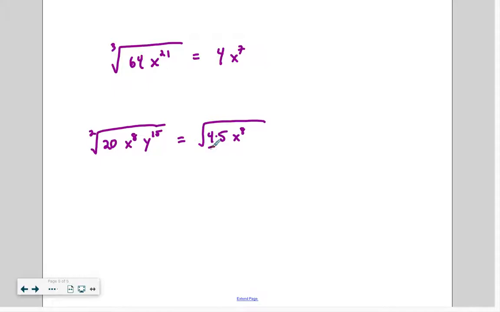So far, we've got 4 is a perfect square. We've got x to the 8th is a perfect square. Y to the 15th, is 15 divisible by 2? Nope. So how many do we have to take off to make it so? Just 1. You're left with y to the 14th times y. Continue my root. Super. This is my perfect square. Okay, so I am going to take the square root of this, this, and this, and leave the 5 and the y underneath. You end up with the final answer of 2. X to the 8 divided by 2 is 4. Y to the 14 divided by 2 is 7. What's left over is 5y.